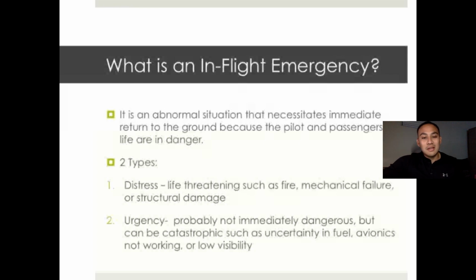Now, there are two types of in-flight emergencies. According to the FAA, there is a distress emergency and an urgency. Distress is when there is a life threatening issue at hand, such as fire, mechanical failure, or structural damage. Whereas in an urgency emergency, it's probably not immediately dangerous, but can be catastrophic, such as uncertainty in fuel, avionics not working, or just low visibility.